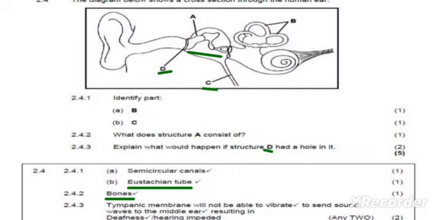So the tympanic membrane, you mention it. They didn't tell you it's a tympanic membrane, mention it. You might get a mark for it. Will not be able to vibrate. You know that it vibrates. And then you tell them that it will not be able to send sound waves to the middle ear. You know its function is to send the sound waves to the middle ear.